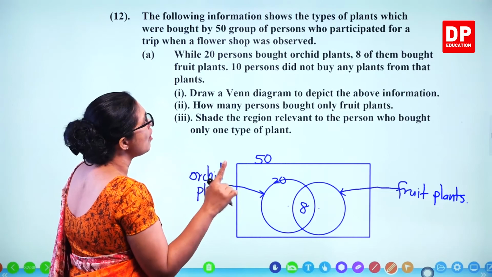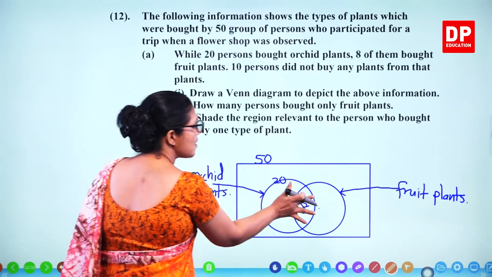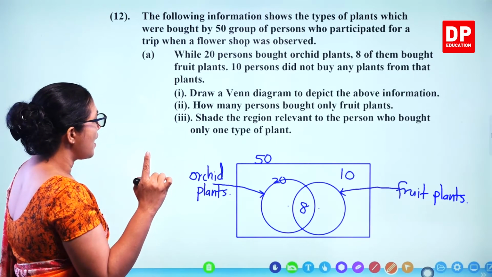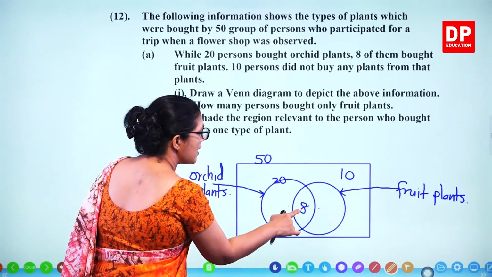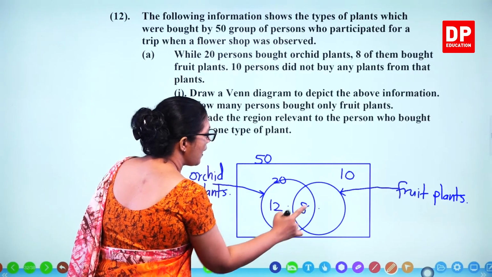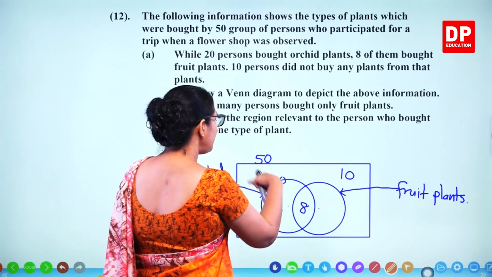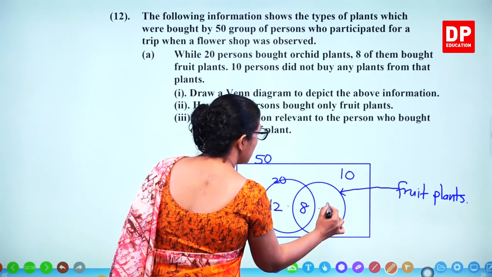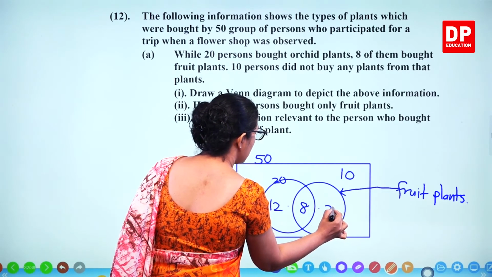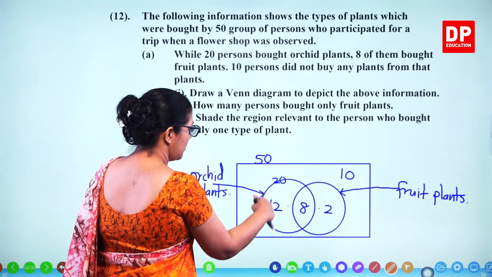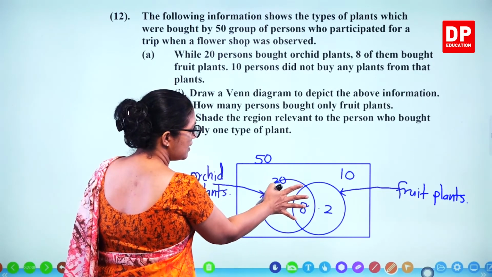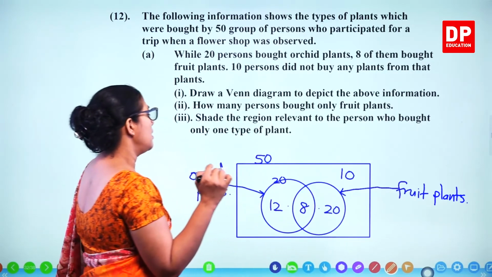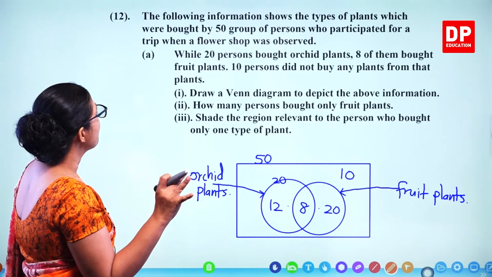10 persons did not buy any plants from that. That means outside the two circles, that's 10. Draw a Venn diagram. So that means here 20 minus 8 is 12. And what is this part? Total is 50. So 20, 30, and this should be 20. See, this whole circle is 20 and this is 30. Another 20 you need. So that's the diagram.